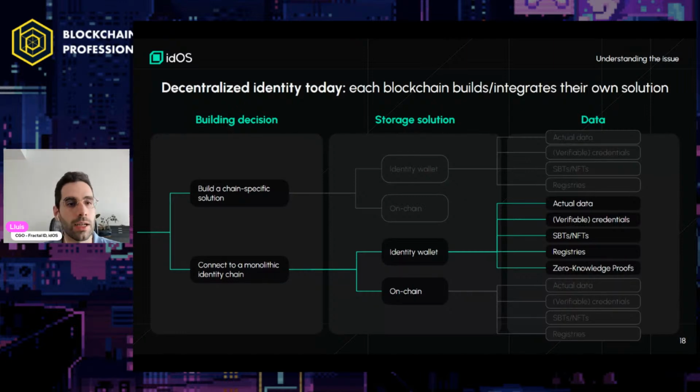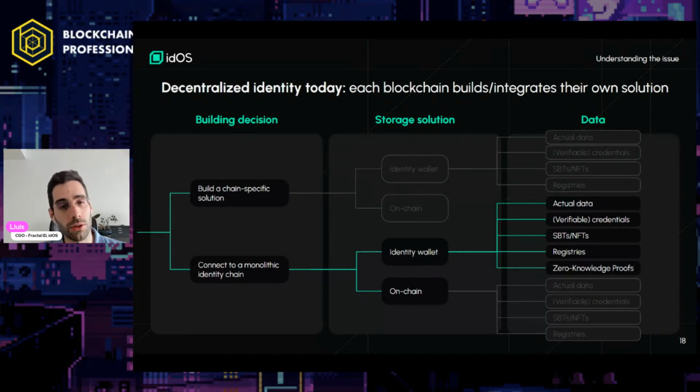For many reasons, and I'm sure that our audience knows this, interoperability is not yet a full reality in the blockchain space. We have bridges, we have rollups, but it's not something that works seamlessly yet. So both of these solutions are a little bit tricky.